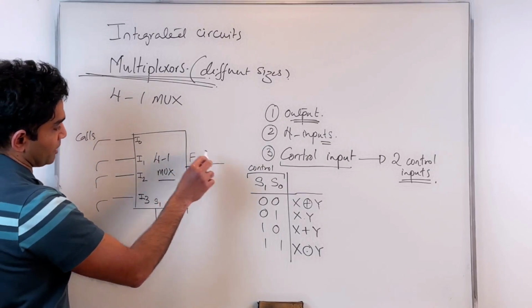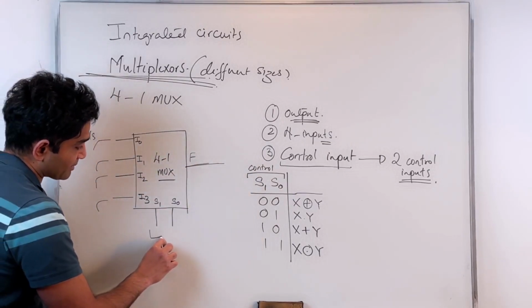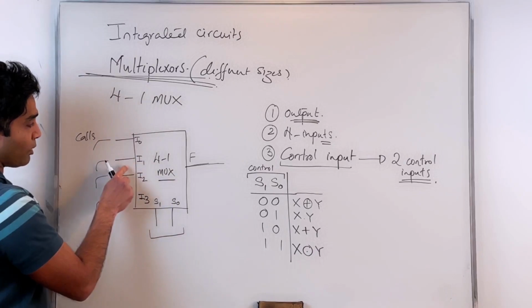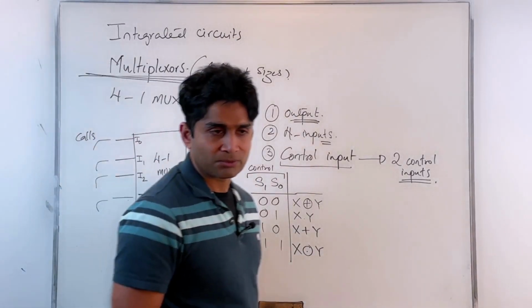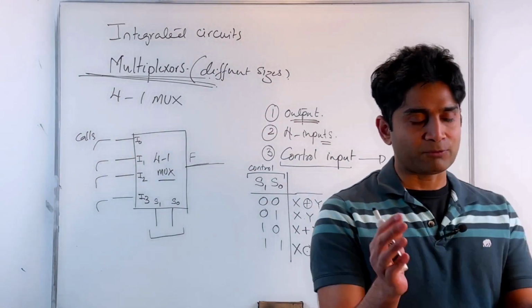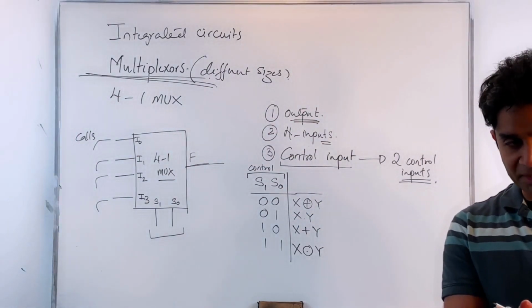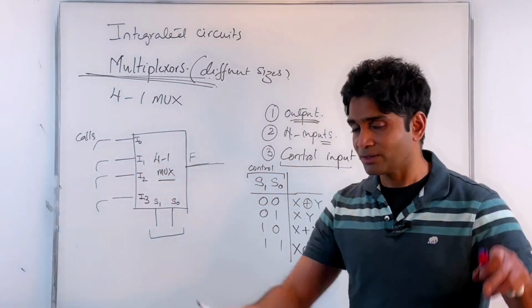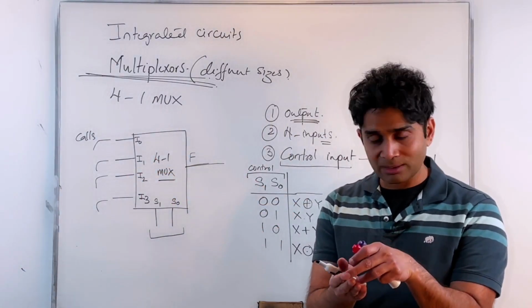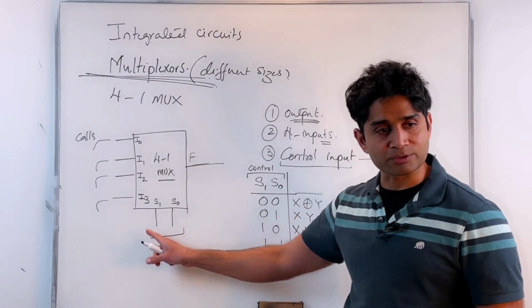That's how, depending on what you apply on the selector inputs here, one of the calls is going to be routed to the output. It's like a telephone exchange where you have 4 calls waiting to be connected. Only one call can be connected to the output. And what determines that one call? What you apply on the selector inputs.